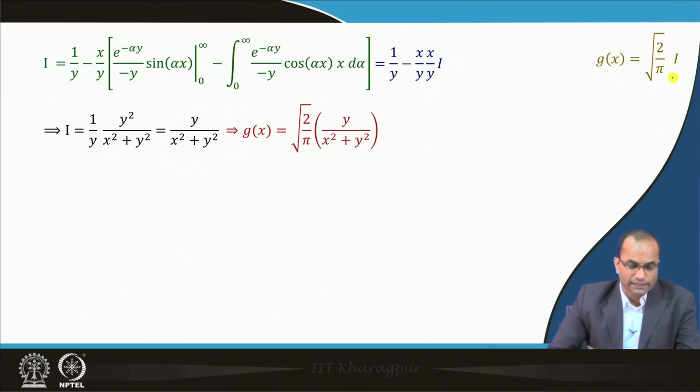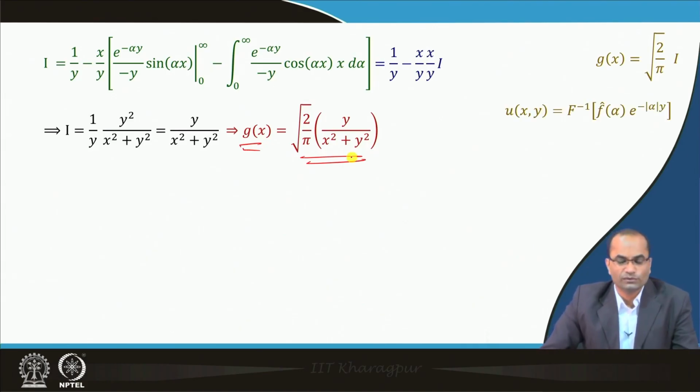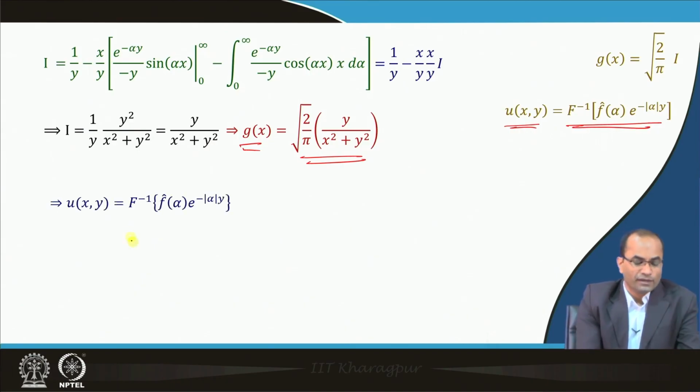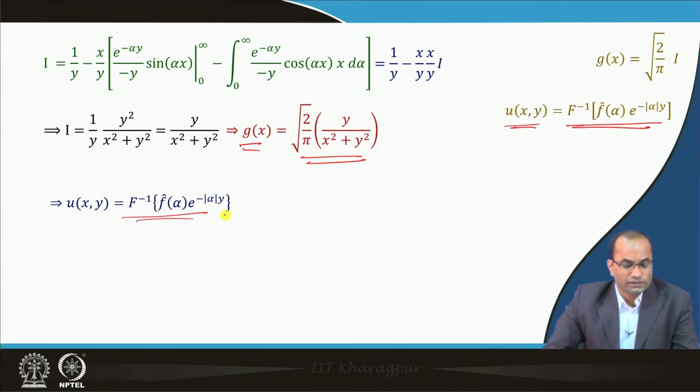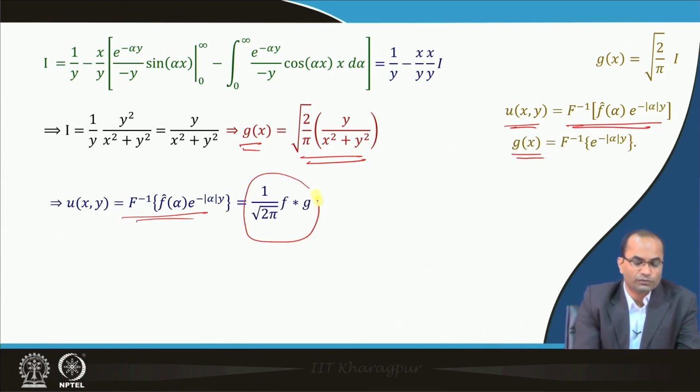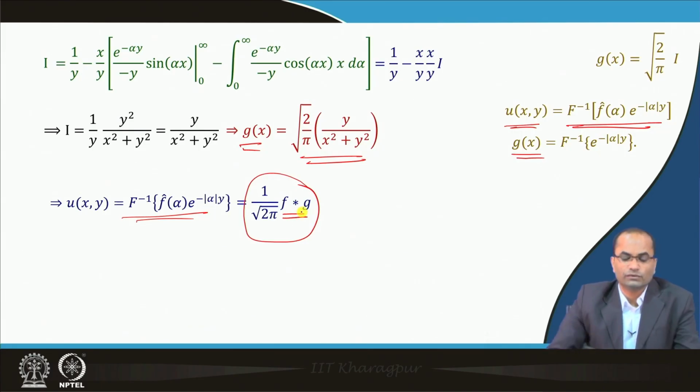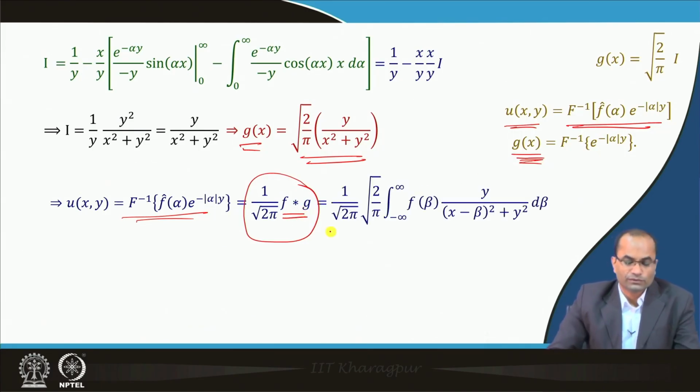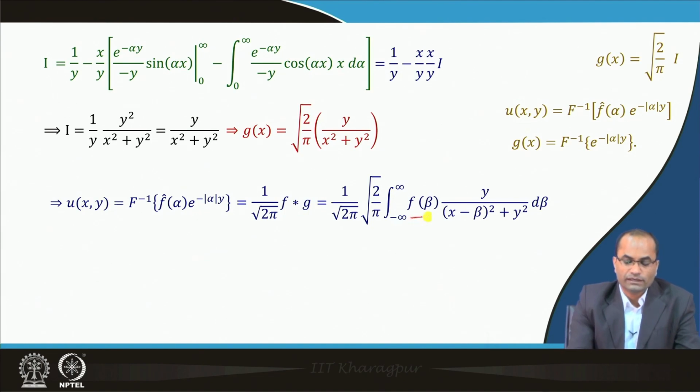So, we got the g x, and having this g x in hand, we can easily write down the solution, because u x y is f inverse of this one, and using this convolution theorem, what we have is that this is 1 over square root 2 pi f star g, and we know g and we know the f. So, the solution is simply f of beta y over the shift will be for the argument of g. So, that means x will be now x minus beta, and then y square d beta.